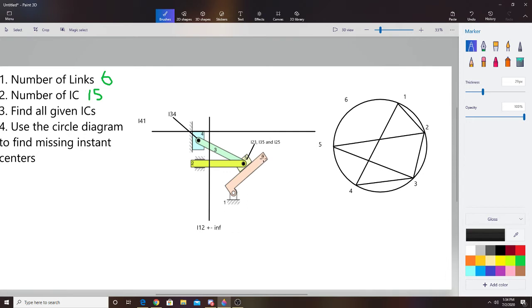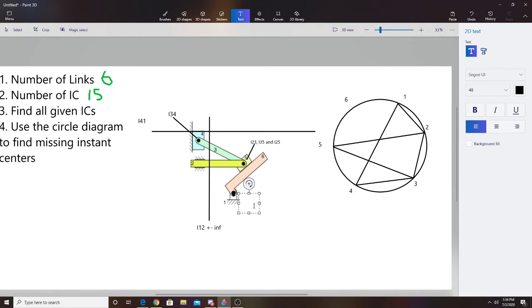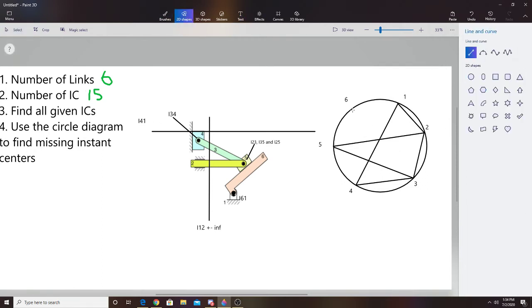At the ground and link 6, right? So this pin joint and link 6, which is right here. So right there. So I will go ahead and label that one. Or I'll do I61, probably better. So I61, let me go ahead and write that one out with a line over it. So right there, we now have I61. Is there any more that we have?